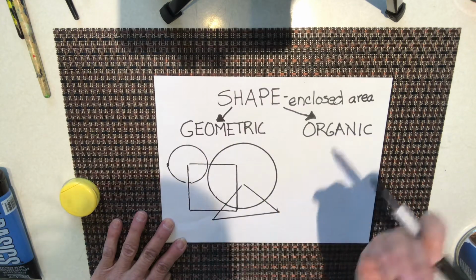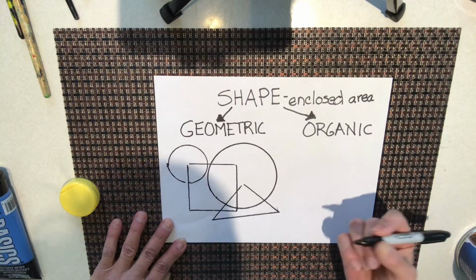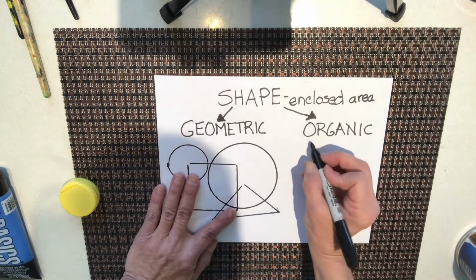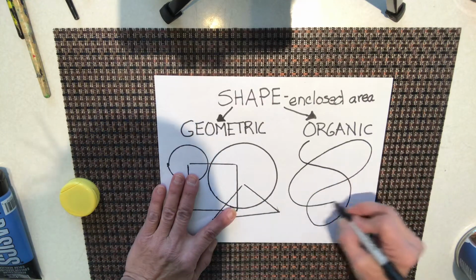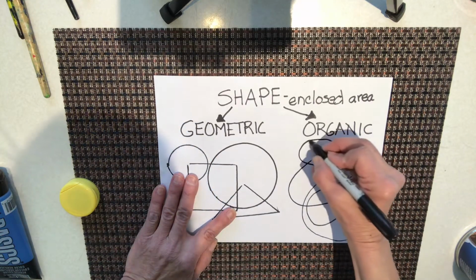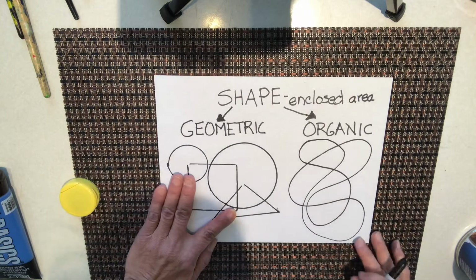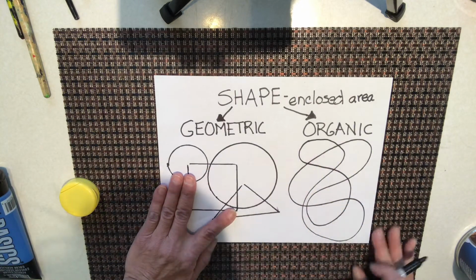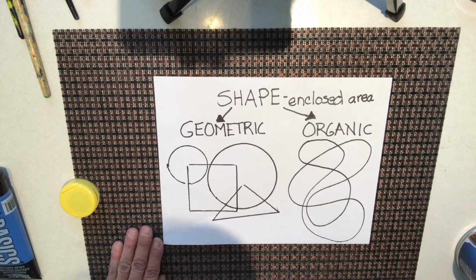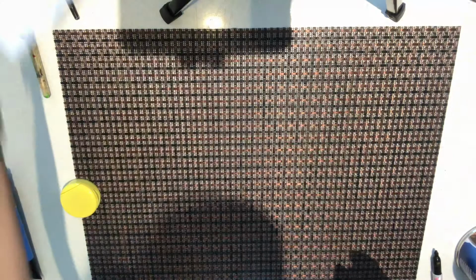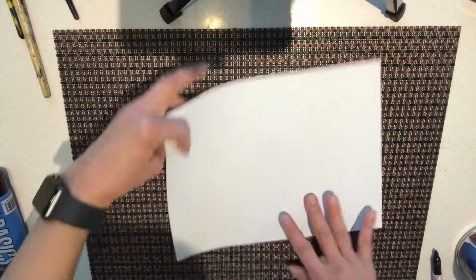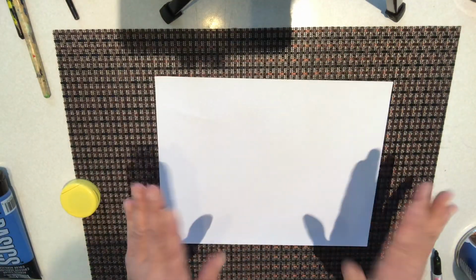Organic are things that come like up from the earth and are much more lyrical. These are organic shapes. So I just want you to see the difference, and that's going to lead us to our next part. This is the project I want you to do. First, I want you to get a piece of paper. We need to have it a square.